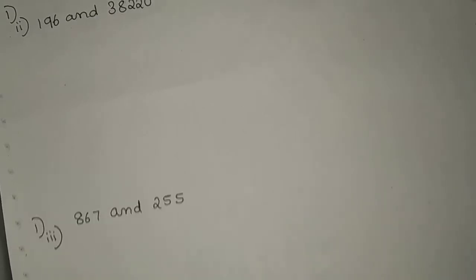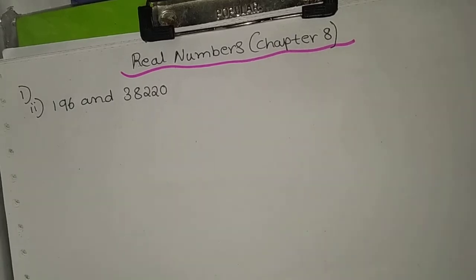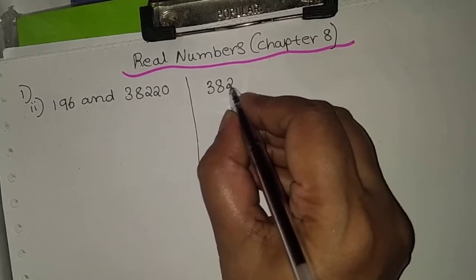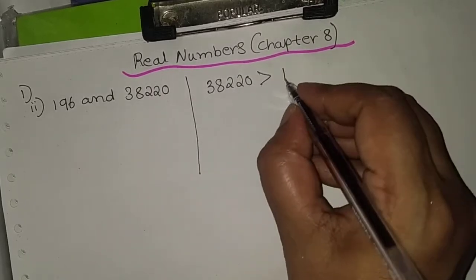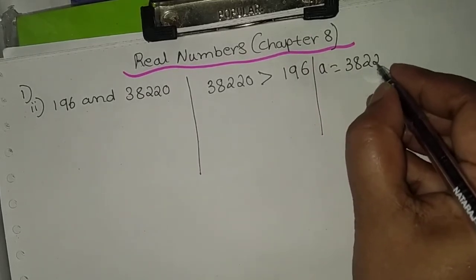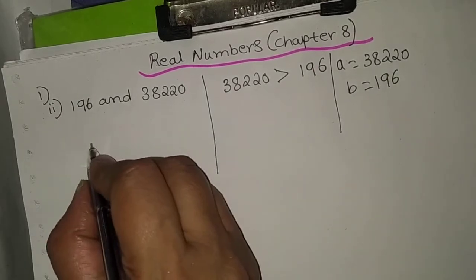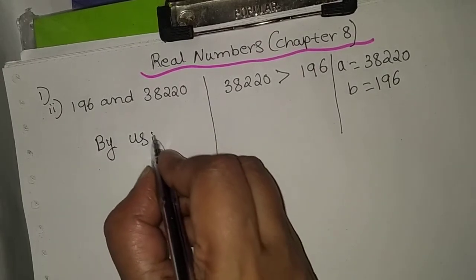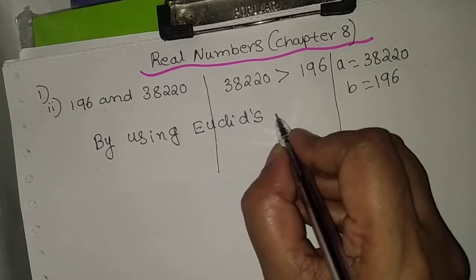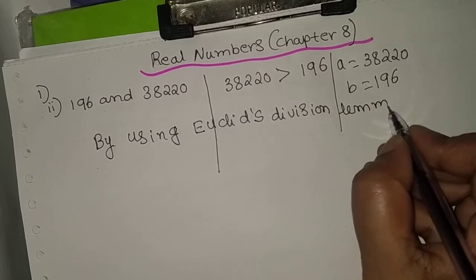8.1. This one is 196 and 38,220. Here we write that 38220 is greater than 196. In the previous step we took A as 38220 and B is equal to 196. Then we start using the algorithm, using Euclid's division lemma or Euclid's algorithm. You have to write this in each step whenever using the algorithm.